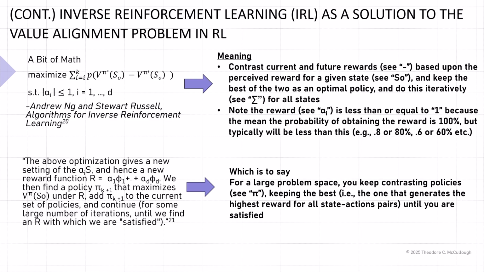Further, when talking about a large problem space, really what you seek to do is to use this algorithm, this math that I provided, to give you a new reward function. And you keep doing this until you find a reward function that satisfies you. So this is another way of saying that for a large problem space, you keep contrasting policies and you keep the best one that generates the highest reward for all state action pairs. And you do this until you're satisfied that the reward is the one that you want.